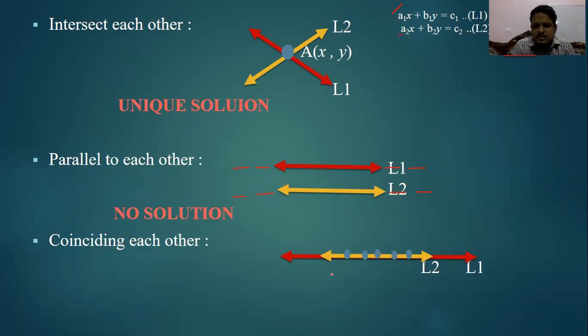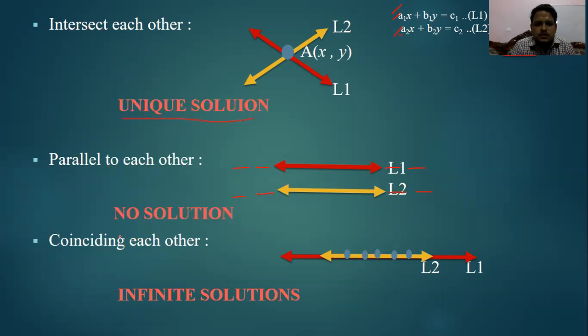Then we can see that we are getting infinitely many points that satisfy both the lines L1 and L2, or we can say that satisfy both the equation L1 and equation L2. So from here we can conclude that when lines are coinciding with each other, then we get infinitely many solutions. So from three cases, intersecting lines, parallel lines, or coinciding lines, we get three types of solution.